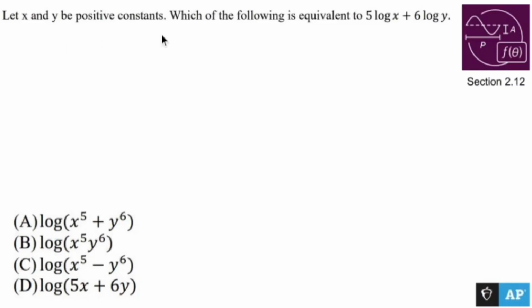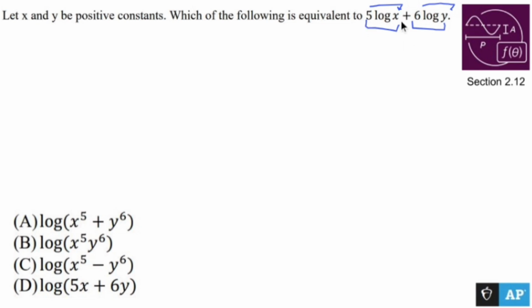Let x and y be positive constants. Which of the following is equivalent to 5 log x plus 6 log y? We have 2 log rules going on. First things first, if you have a number in front of a log, you're allowed to take that number and make it the exponent of the stuff inside the log.